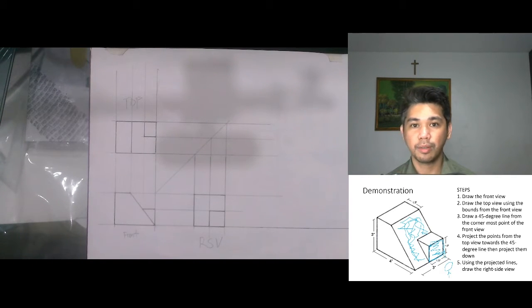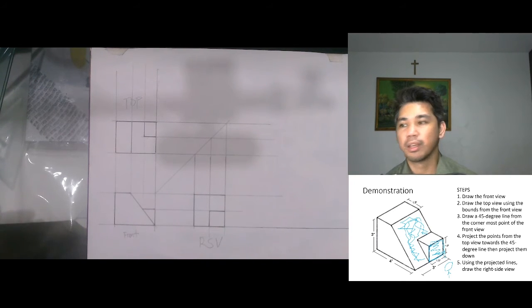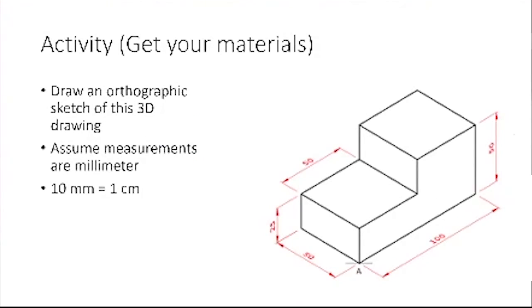So there you go. That's how you create orthographic projections. Now, I have an activity prepared for you. It's already uploaded in Schoology. We have activity 1.1. Now, this is a very, very basic 3D object. I want you to draw an orthographic sketch of this 3D model. Now, you assume that the measurements are in millimeters. Therefore, 10 millimeters is equated to 1 centimeter.